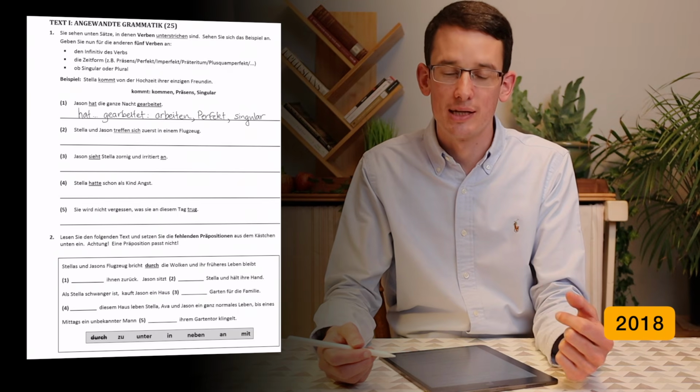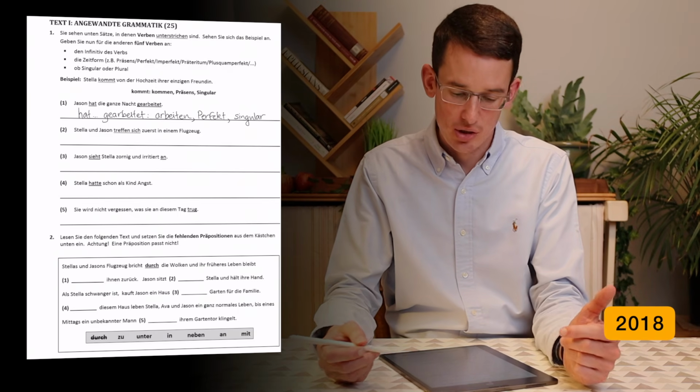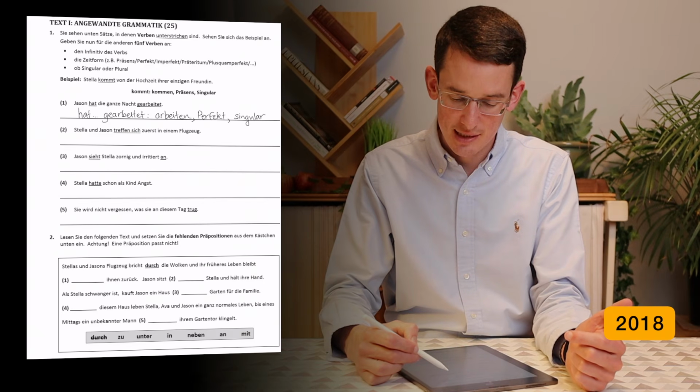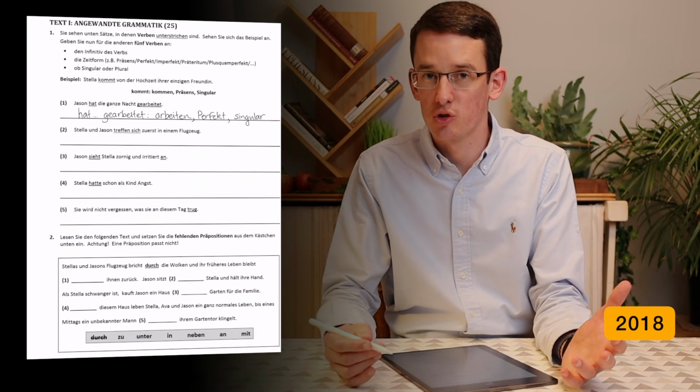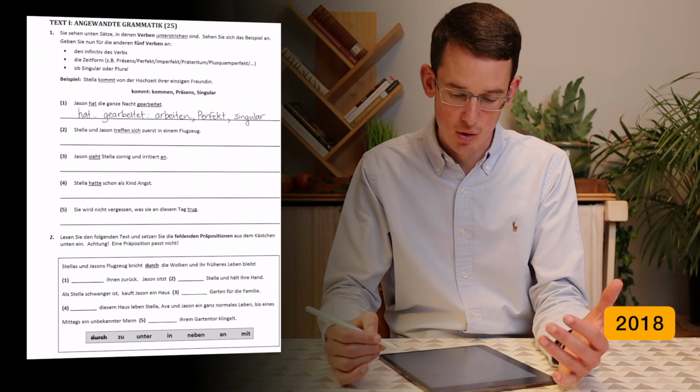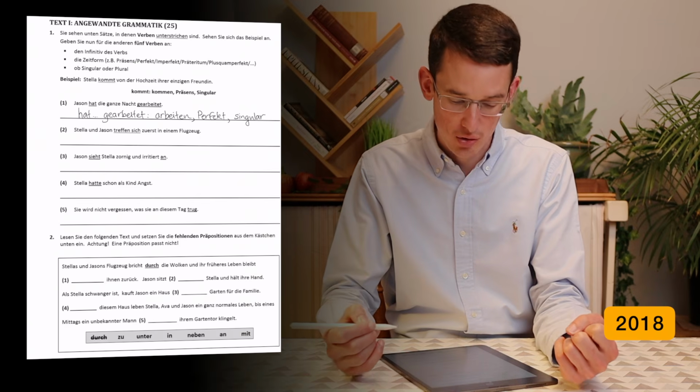One little tip I'll give here is do always give them in the right order. So for example, you're given the infinitive first, then the tense, and then whether it's singular or plural. You won't lose marks if you don't do that, but it just makes it easier for the examiner to correct your work and to fly through it and to give you full marks if you got them all correct.